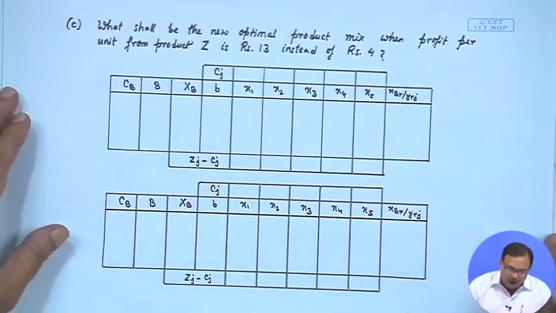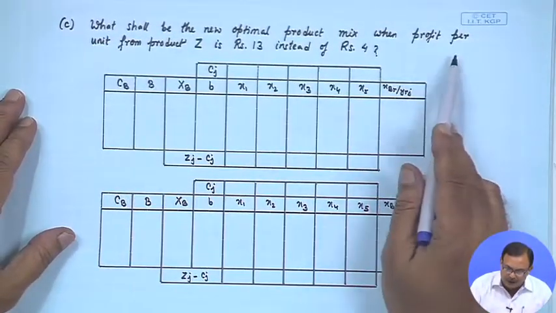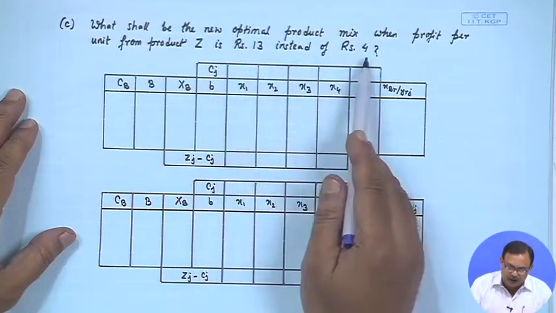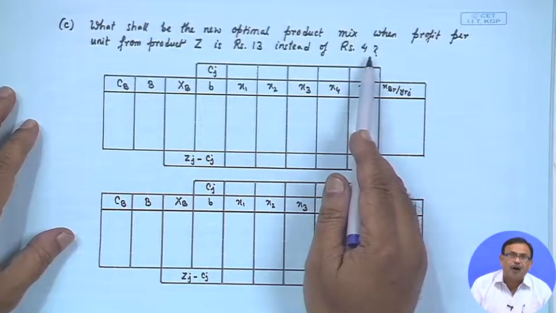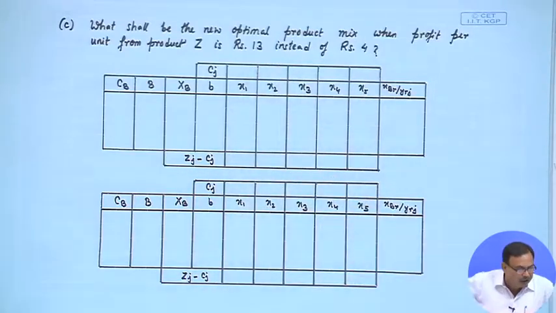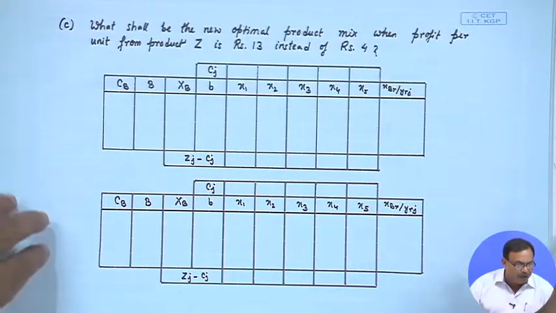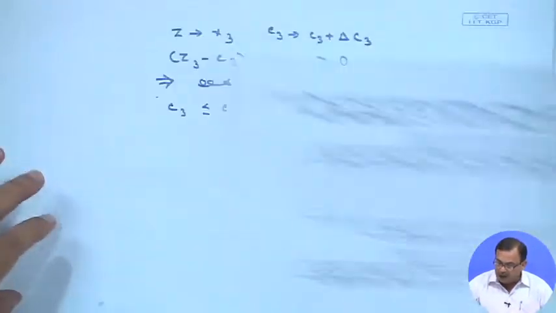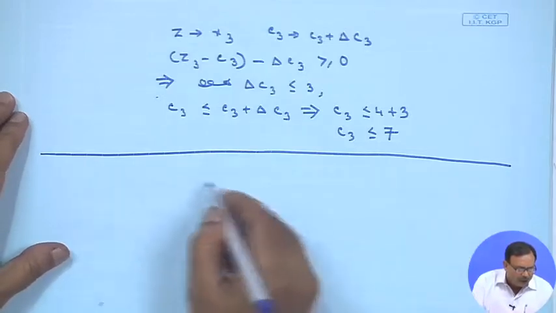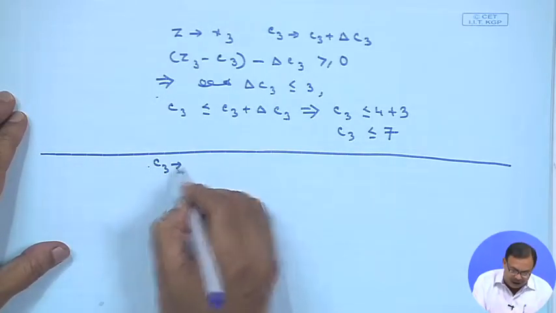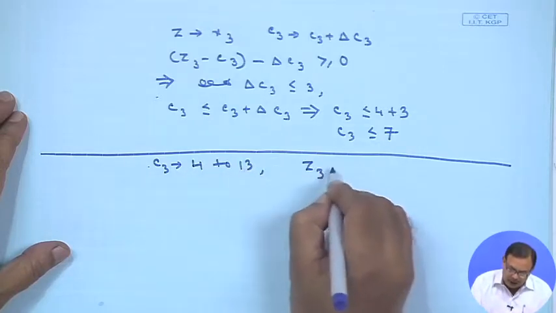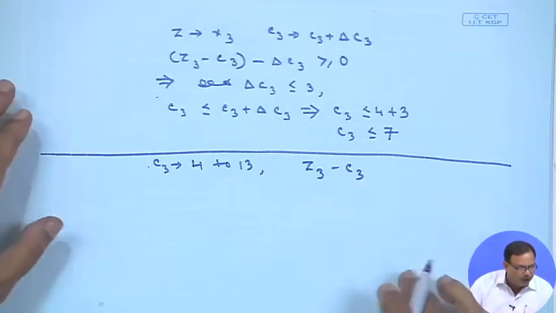The third one is, what shall be the new optimal product mix when the profit per unit of product Z is rupees 13 instead of 4? That is, earlier the per unit cost for product Z was 4. Now, if it increases to 13, what happens? Whenever your C3 is changing from 4 to 13, obviously your Z3 minus C3 will also change.